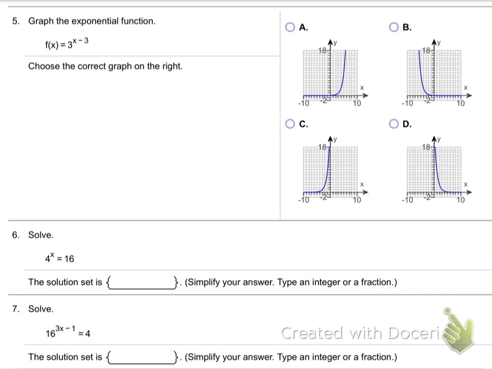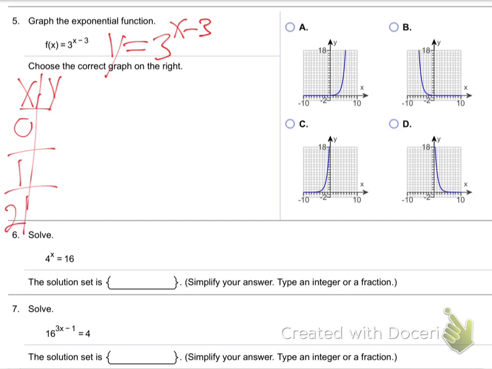So give that a try. Can you read it okay? It's y equals 3 to the x minus 3. It'll be something like that. So same thing, xy table, 0, 1, 2. See what you can get. Just use your calculator. There are some kind of funny rules here. I would just use my calculator.